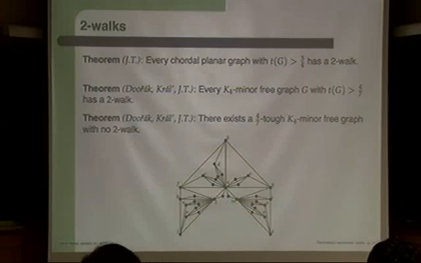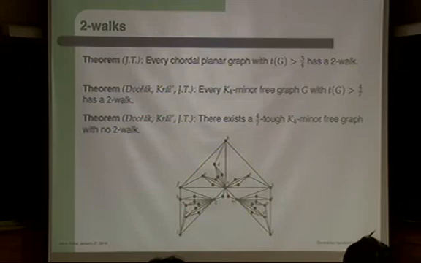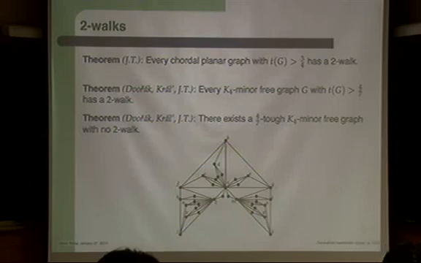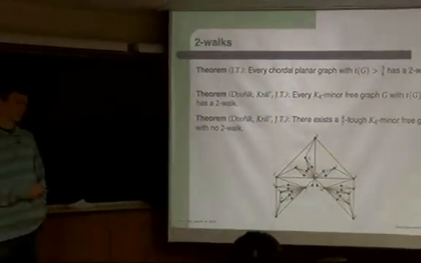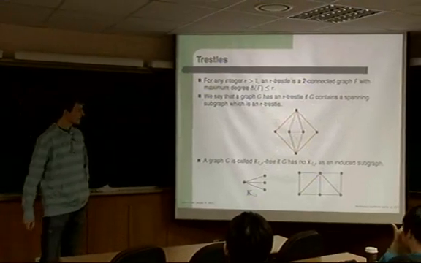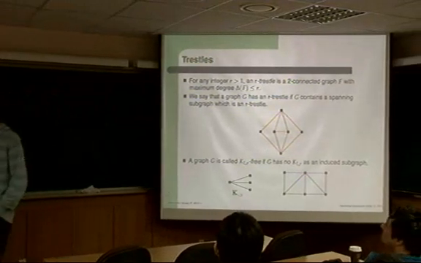But you can build an infinite set of graphs with the same property, which are 4/7-tough and have no 2-walk. So it's not just this one graph, but there are infinitely many, I believe. Is it by computer search? Yeah, the proof is not by computer, but the example was found by computer search. So that was about 2-walks.